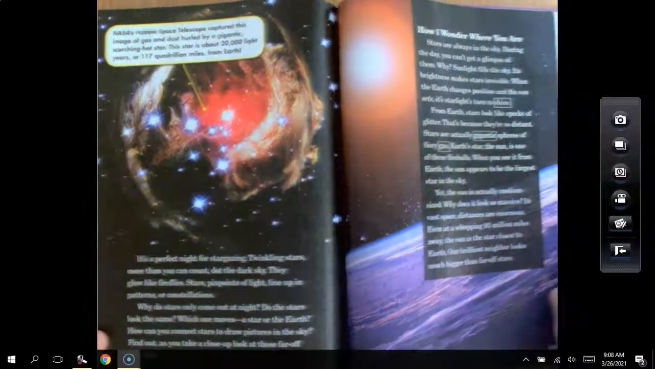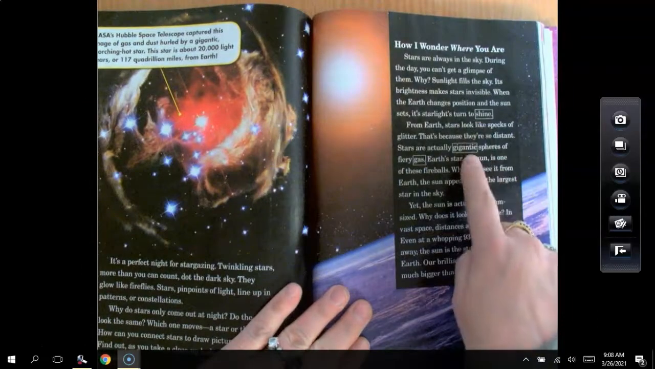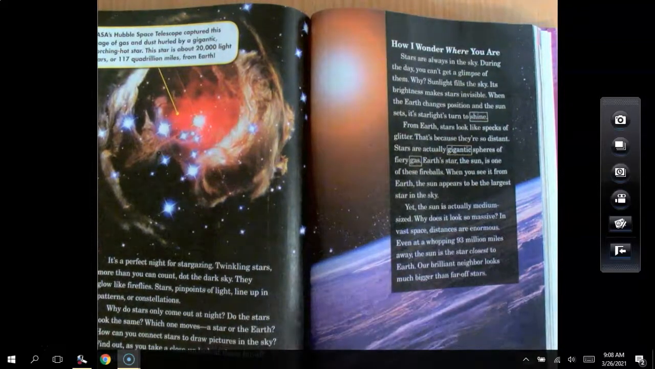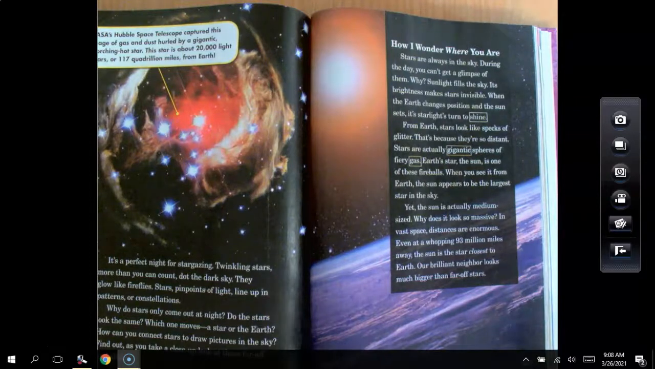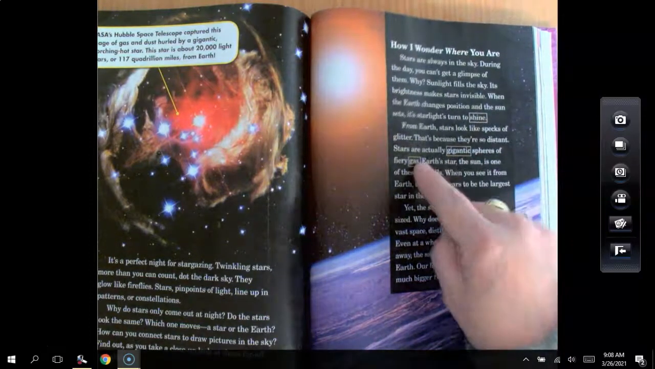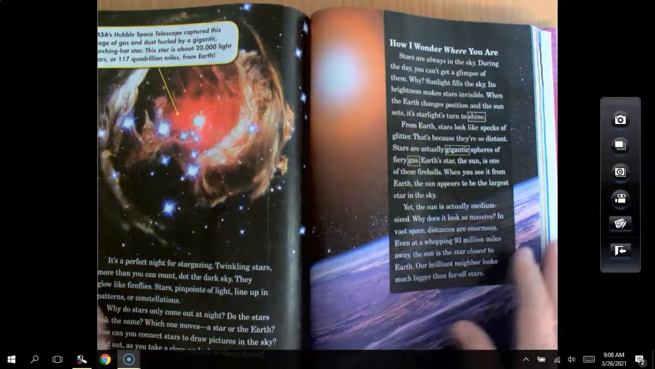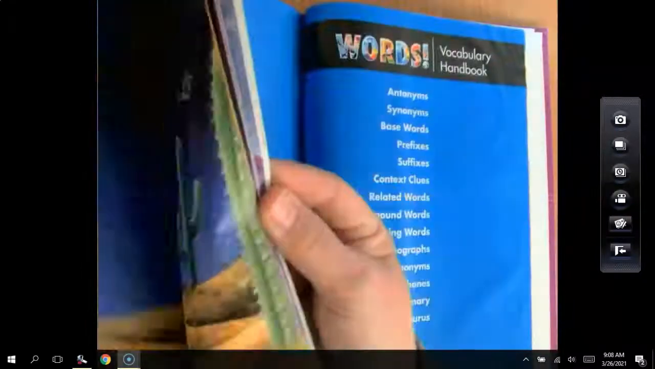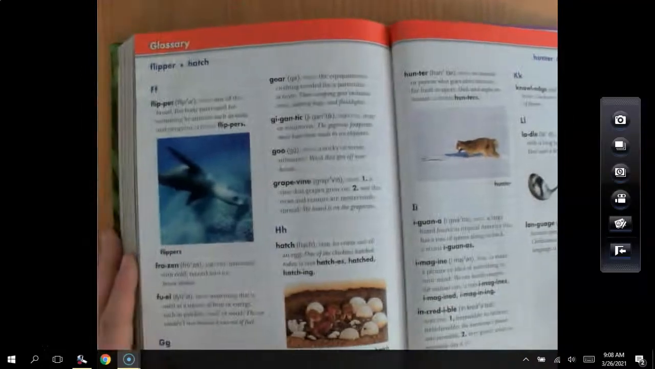If you look on this page, I see words that are in boxes. That tells me that these words are important. They're key words. Those words have to be important, especially if they're putting a box around them. Well, let's see. Does your book have a glossary? Flip towards the back of your book. Does your book have a glossary? Here you go. Here's a glossary.